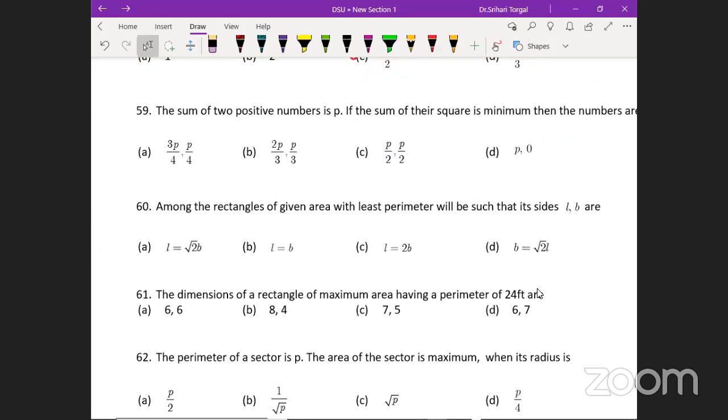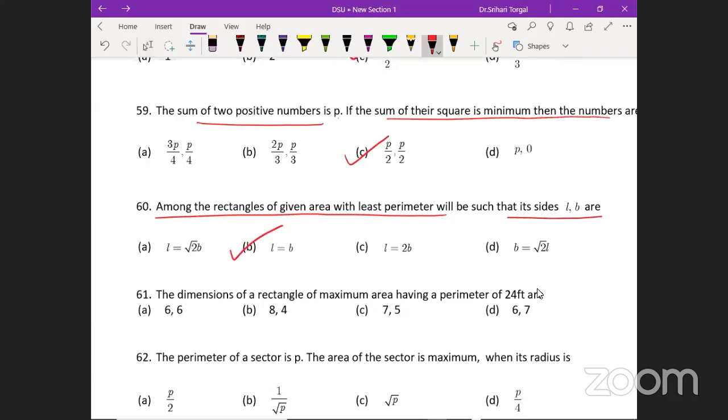The sum of two positive numbers is P, then the sum of their squares is minimum when the numbers are P by 2 and P by 2, half of it. Among all rectangles of given area with the least perimeter, with sides L and B, L must be equal to B, because it has to be a square. So length must be equal to breadth.